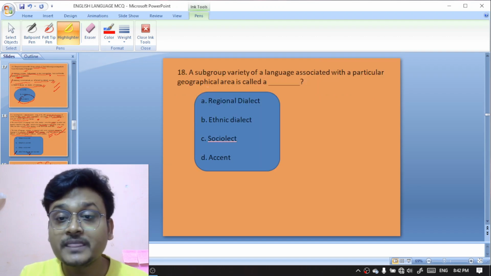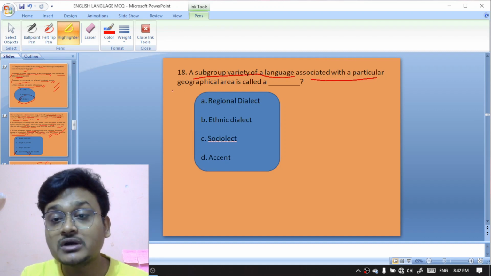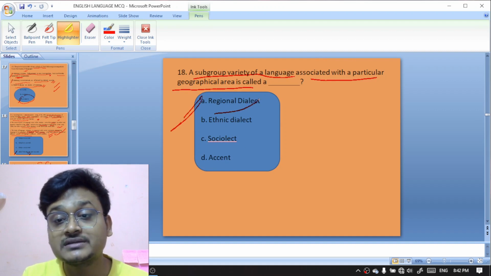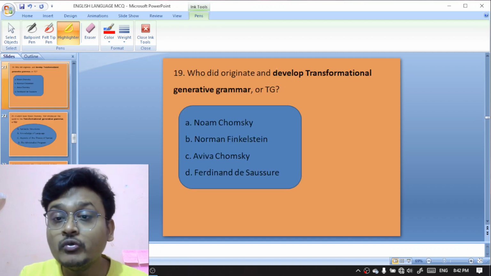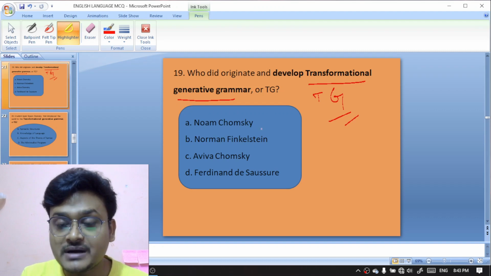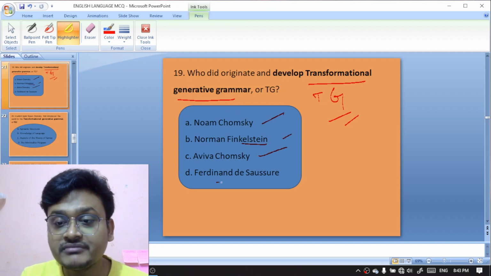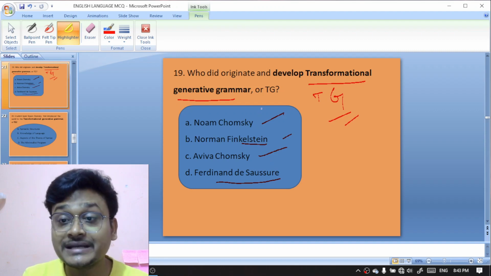Moving to next question. A subgroup or variety of language associated with a particular geographical area is called a regional dialect. Next question. Who did originate and develop transformational generative grammar, TG? Was it Noam Chomsky, Norman Franklin, Aviva Chomsky, Ferdinand de Saussure? So TG, that is transformational generative grammar, was originated and developed by Noam Chomsky.